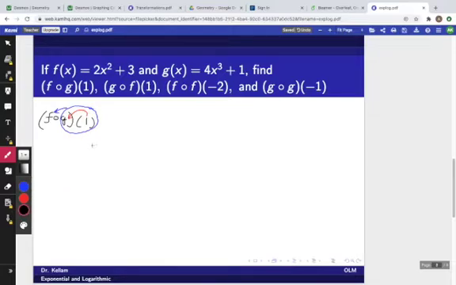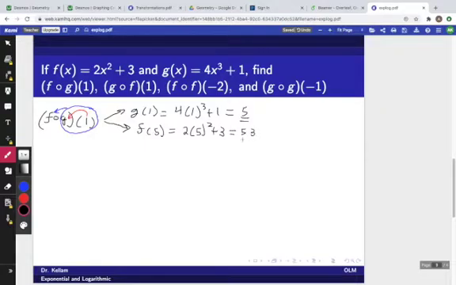So let's do that. To find my f of g, I am first going to find what is g of 1. And g of 1 is 4 times 1 cubed plus 1, which is 5. And now that I have this value, I'm going to find what is f of 5. And that is 2 times 5 squared plus 3, which is 53. And what this tells me is that f of g of 1 equals 53.